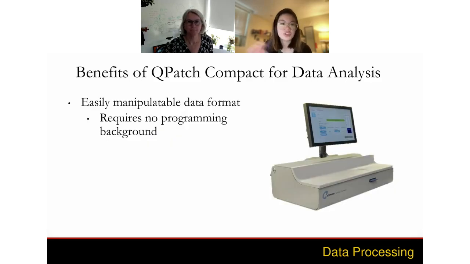All right, and just a final slide, explaining the benefits of QPatch Compact for data analysis. One, it's a really easily manipulatable data format, specifically those Excel files. It doesn't require any sort of programming background. It makes it really accessible to students who don't have a computational background.